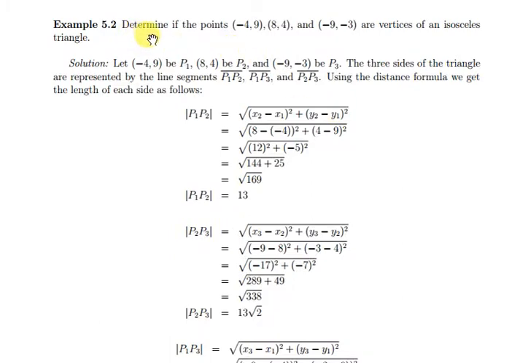Example number 2: determine if the points are vertices of an isosceles triangle. Isosceles means this triangle must have at least two sides that are equal. So if we have the points P sub 1, P sub 2, P sub 3, there must be two sides of the triangle that are equal. So P sub 1 to P sub 2, P sub 2 to P sub 3, and P sub 1 to P sub 3.